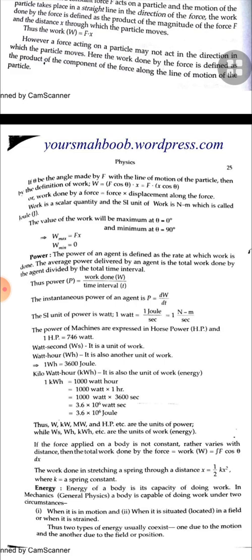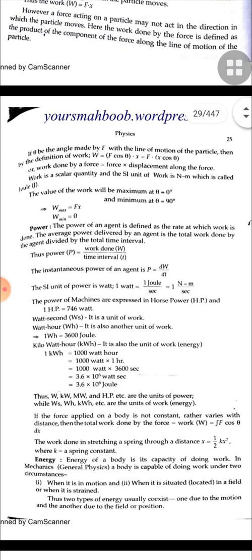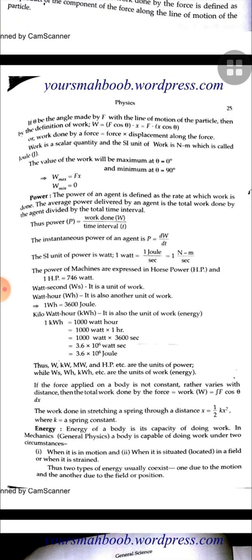The power of a machine is expressed in horsepower, and 1 horsepower is equal to 746 watt. Watt second is the unit of work. Watt hour is also another unit of work. 1 watt hour is equal to 3600 joule. Kilowatt hour is also a unit of energy. 1 kilowatt hour is equal to 1000 watt hour. 1000 watt into 1 hour is equal to 1000 watt into 3600 second. It means 3.6 into 10 to the power 6 watt second. It means 3.6 into 10 to the power 6 joule.